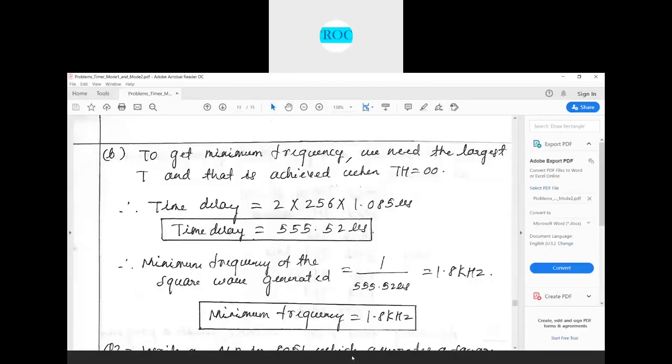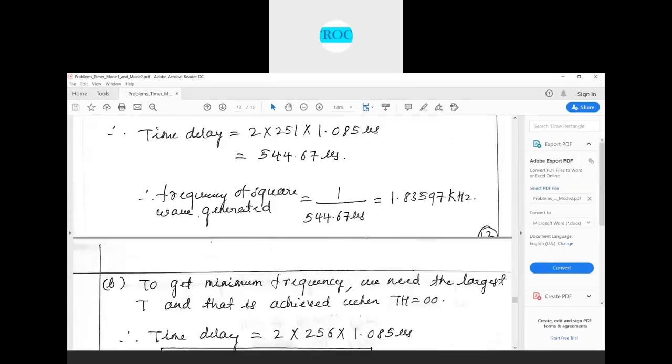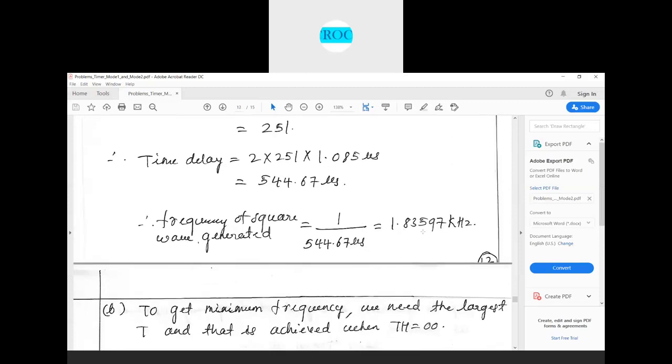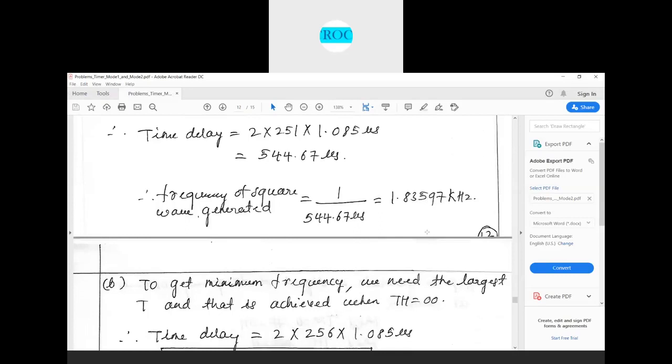We'll go to that screen. Now we can see this. So what is the frequency we got here? 1.83 kilohertz. Since it is 1.835, it will be kilohertz what we have.